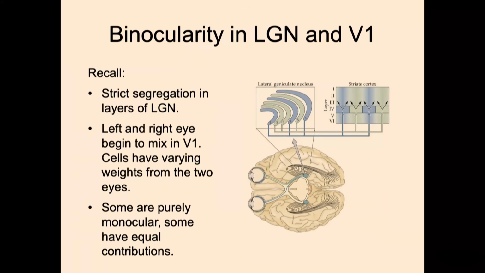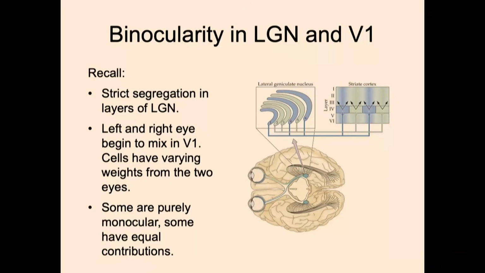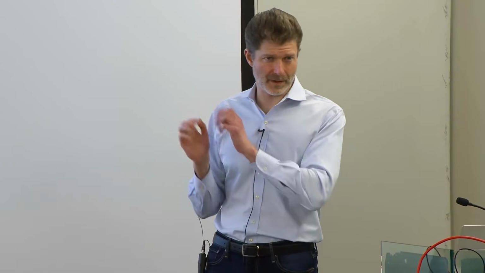Okay, so how does this stuff work in the brain? Remember that the 2 eyes remain segregated at the level of the LGN, right? The LGN consists of these 6 layers. Remember, the top 4 layers are parvocellular, the bottom 2 are magnocellular, but then 3 of those layers are for the left eye, and the other 3 are for the right eye, right? In each of the 2 hemifields.